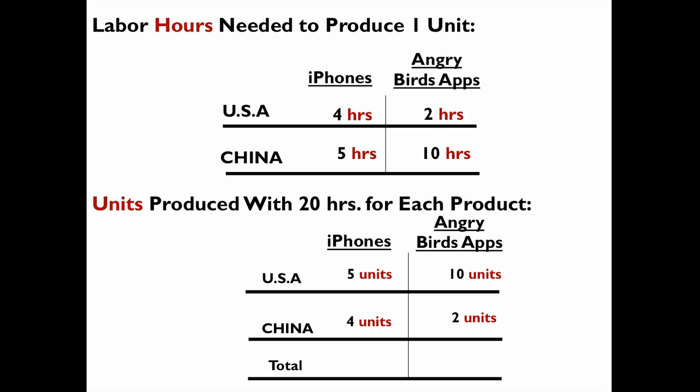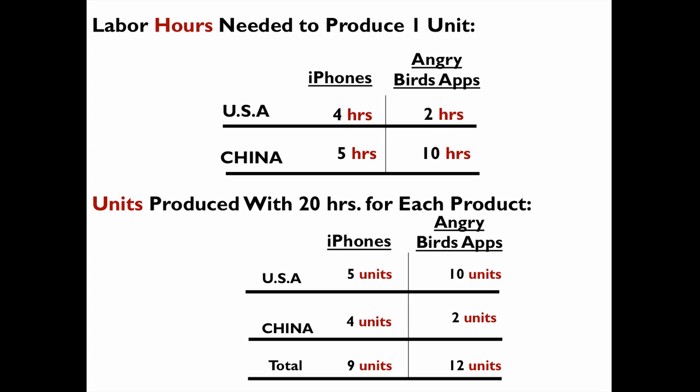So if we sum the columns, and if these are the only two countries in the world, that gives you the world production, right? The US produces 5 iPhones, China produces 4 iPhones, so the world makes 9 iPhones. The USA produced 10 Angry Birds, China produced 2 Angry Birds, so the world produces 12 Angry Birds.